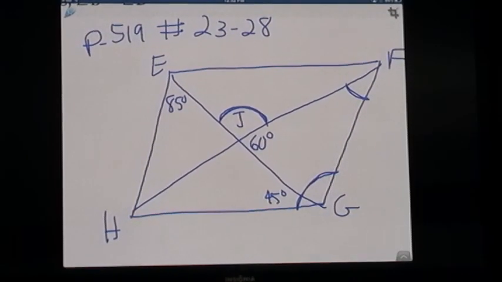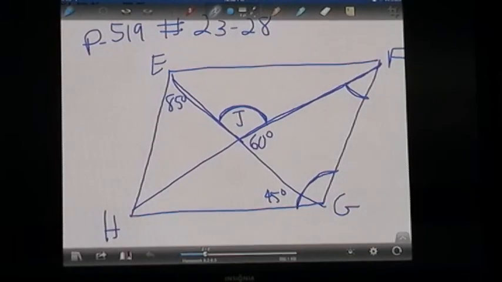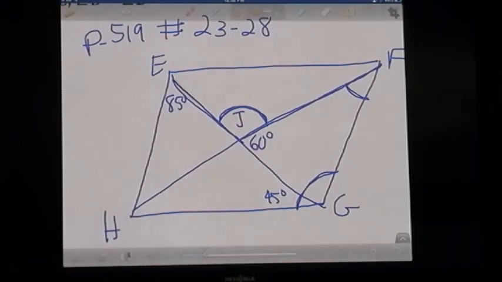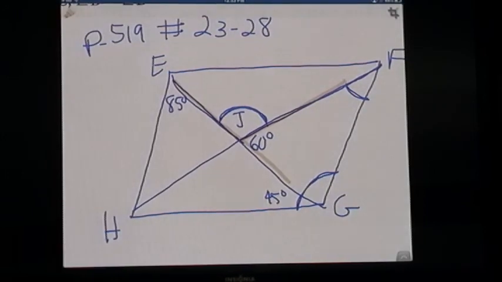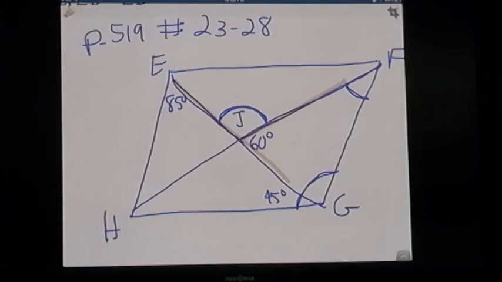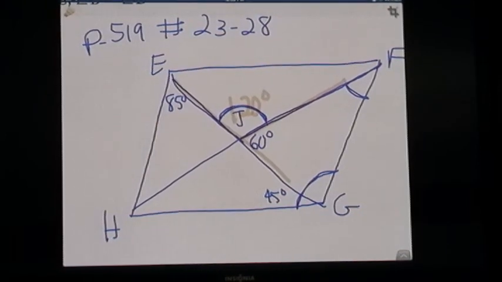Okay, so we look at angle EJF, and we say, well, that's a straight line, so we know that that has to be supplementary. So we just say 60 degrees plus what is going to give us 180. So we'll say that's going to be 120 degrees. And that's easy enough. Okay, then we have to find angle F.